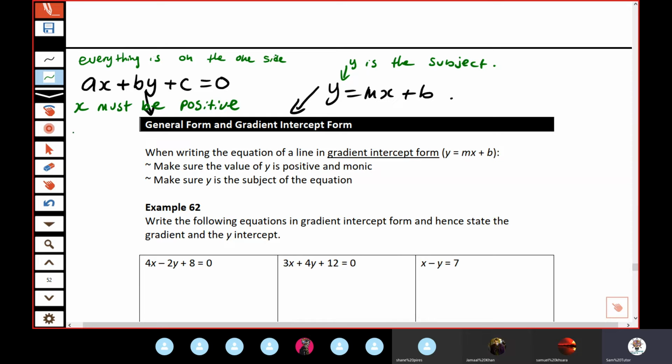And no fractions allowed. So everything's on one side. X must be positive. No fractions allowed. You'll be doing this all the way up to at least year 11.